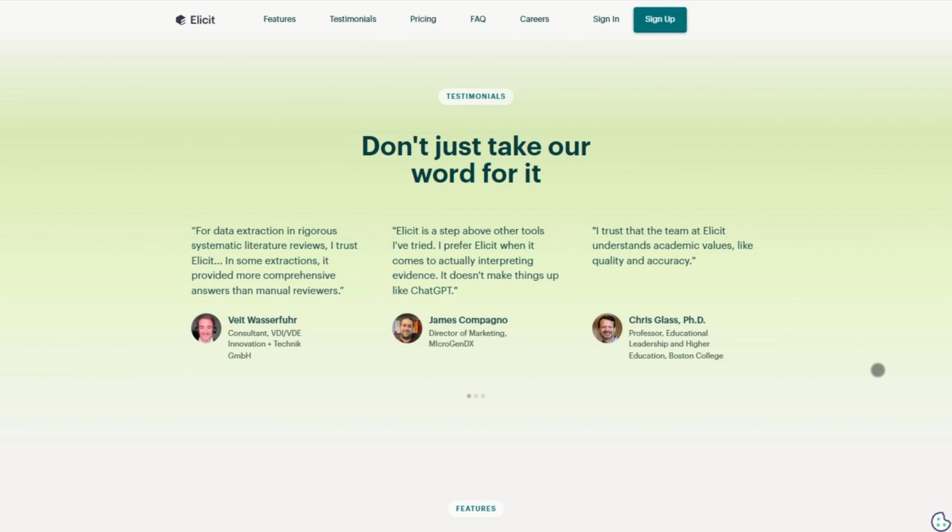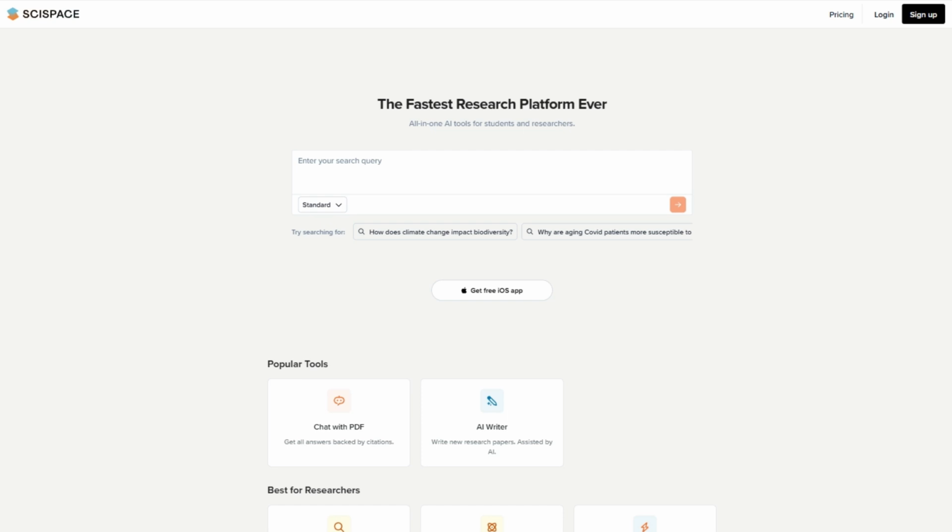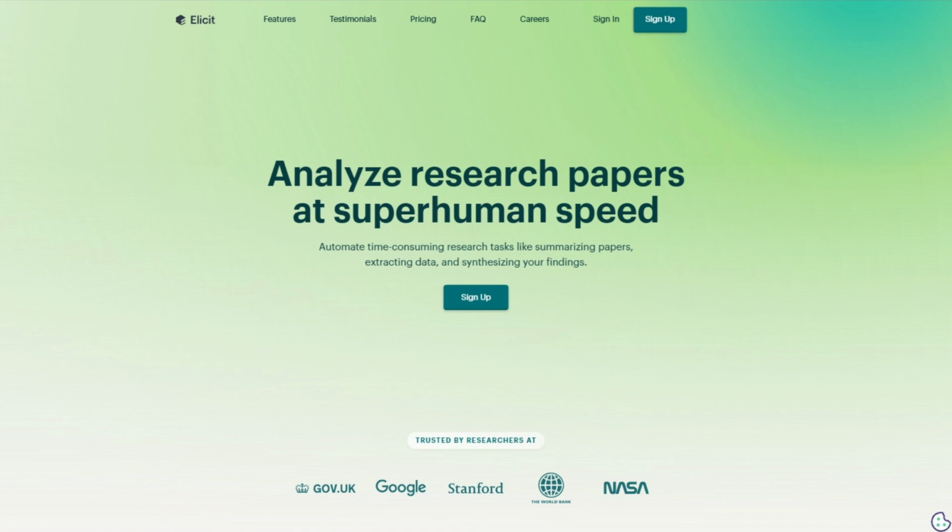So, who takes the crown? If you need deep paper analysis and data extraction, SciSpace dominates. For large-scale evidence synthesis, Elicit is unmatched. Both have free tiers to test, but serious researchers will want their premium features.